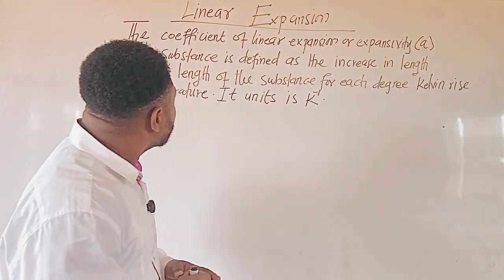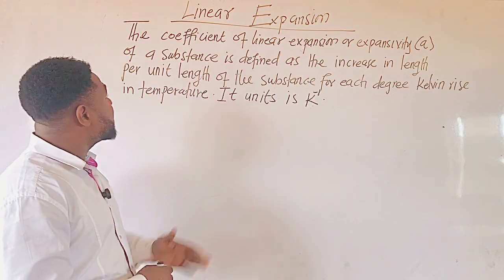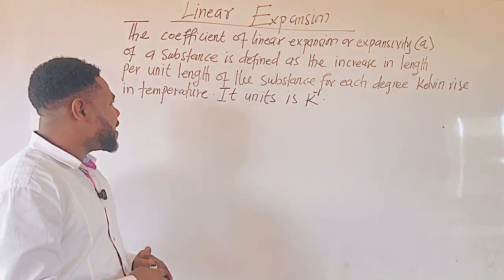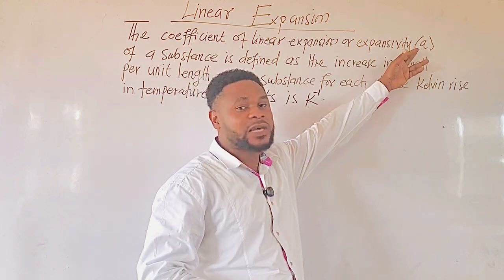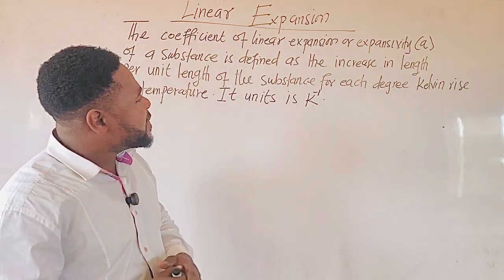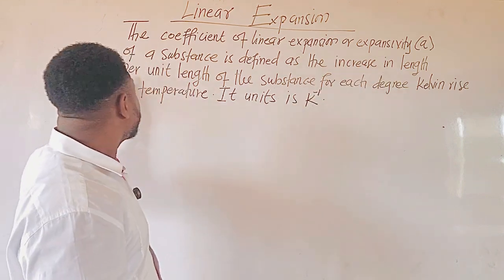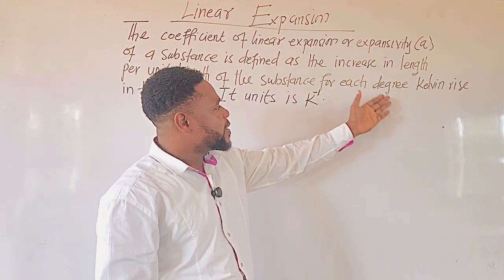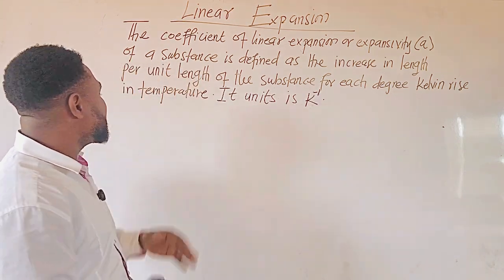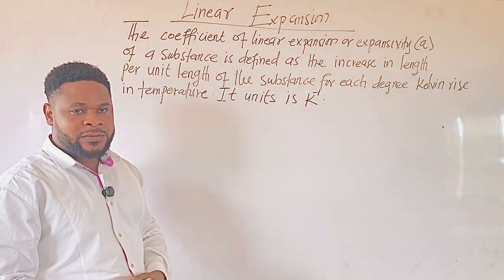Hi viewers, we want to look at linear expansion, which we can call the coefficient of linear expansion or expansivity, and the symbol is alpha. Now, when we say expansivity, it is the increase in length per unit length of a substance for each degree Kelvin rise in temperature, and its unit is per Kelvin.